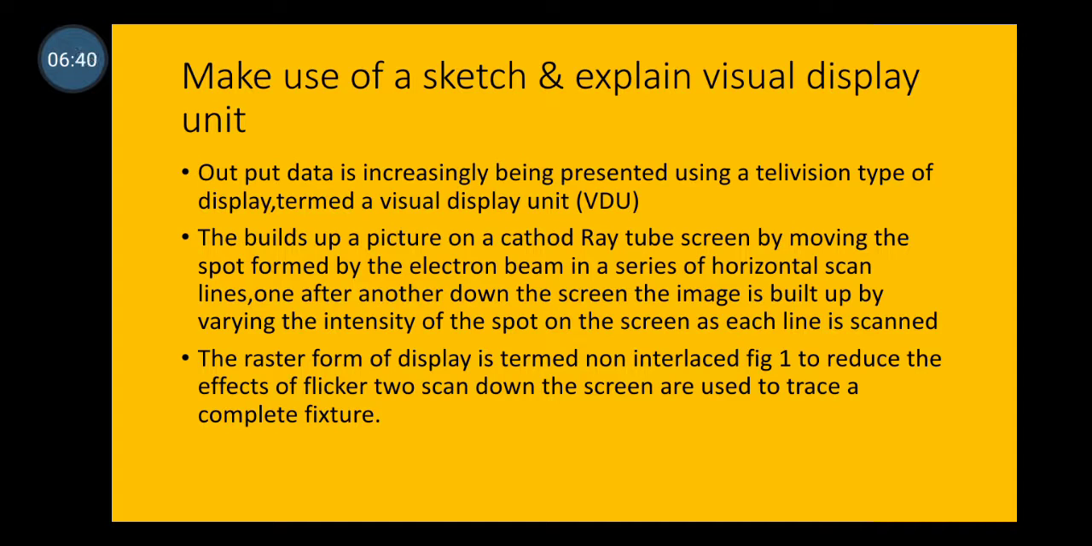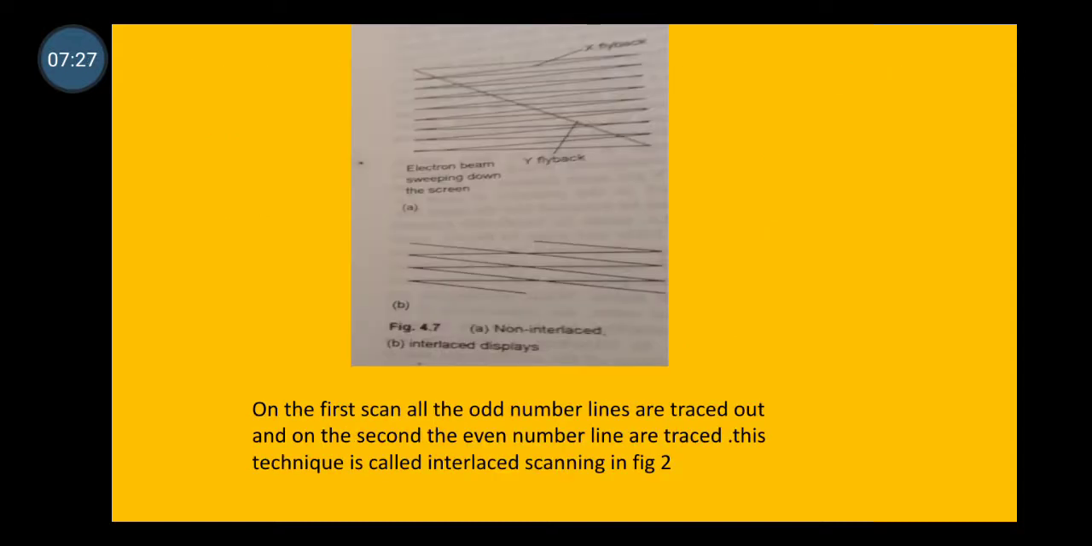Down the screen, the image is built up by varying the intensity of the spot on the screen as each line is scanned. The raster form of display is termed non-interlaced. In the figure, to reduce the effects of flicker, two scans down the screen are used to trace a complete picture. Here in this diagram, the electron beam is sweeping down the screen. Here is interlaced and the other diagram is non-interlaced.